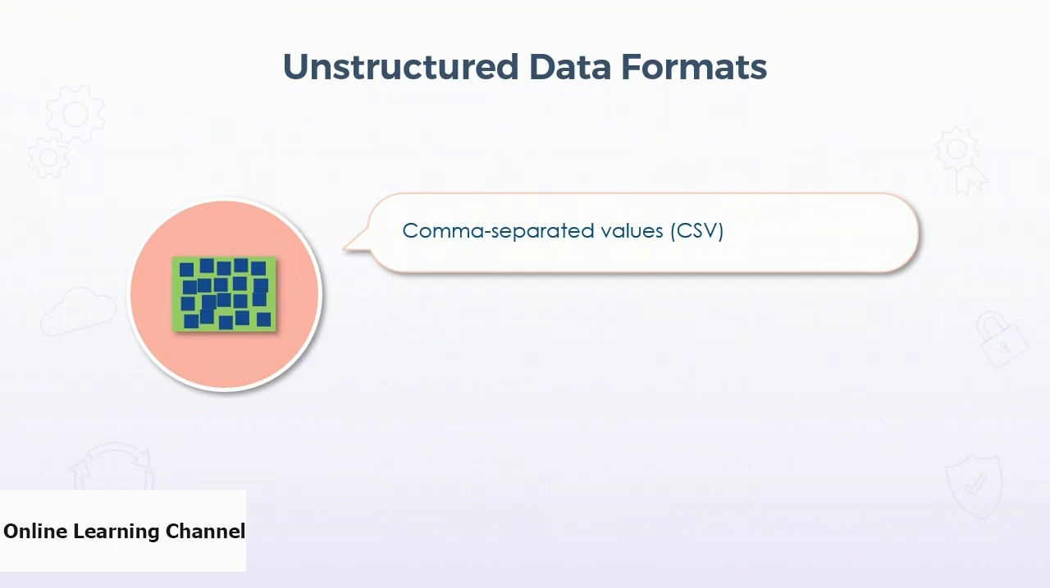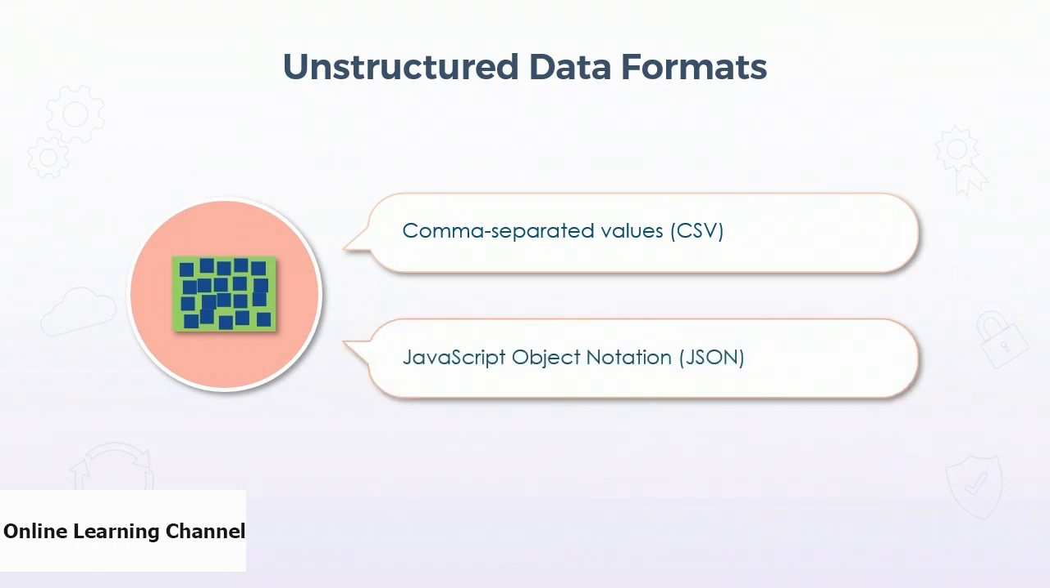But there's a big flaw to CSV files. If every row can have different lengths, then how do you know which values map to which properties? Well, enter today's most dominant unstructured data notation, JavaScript Object Notation, or JSON.